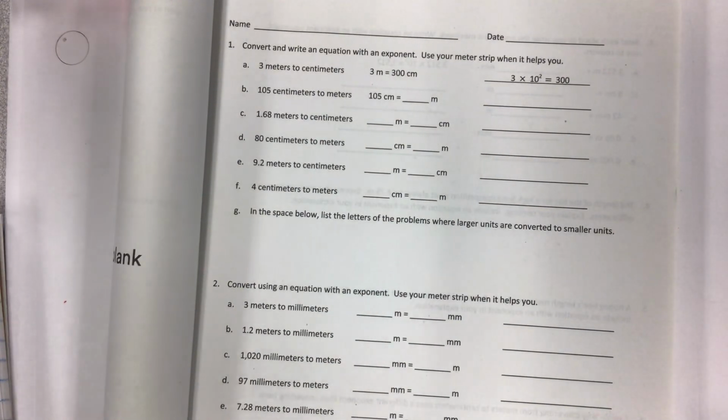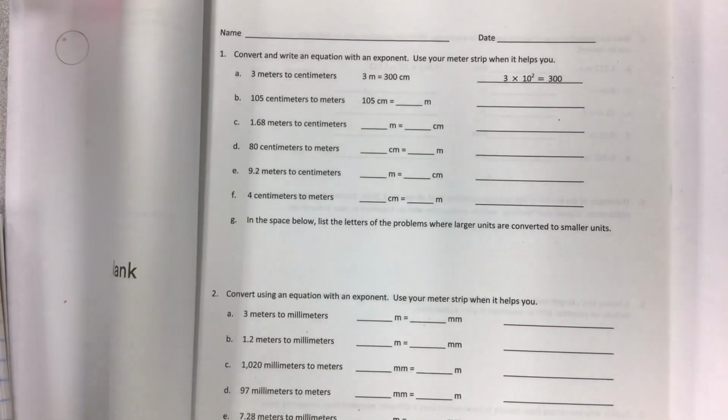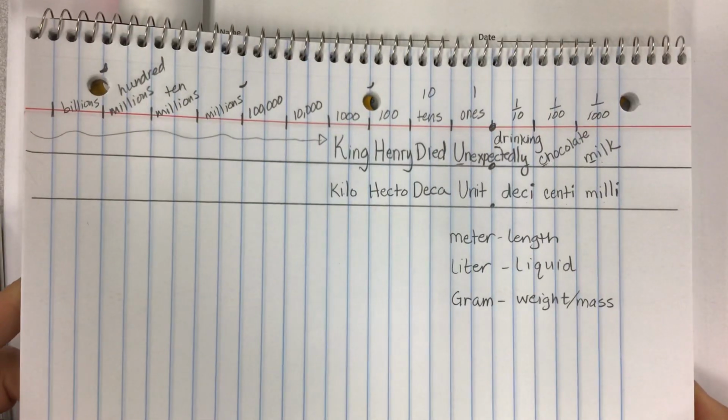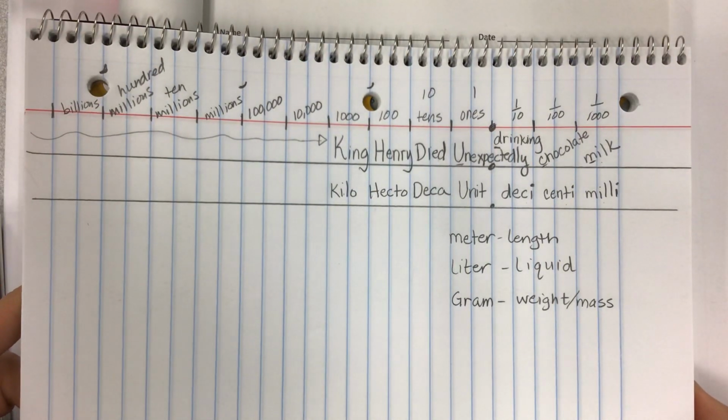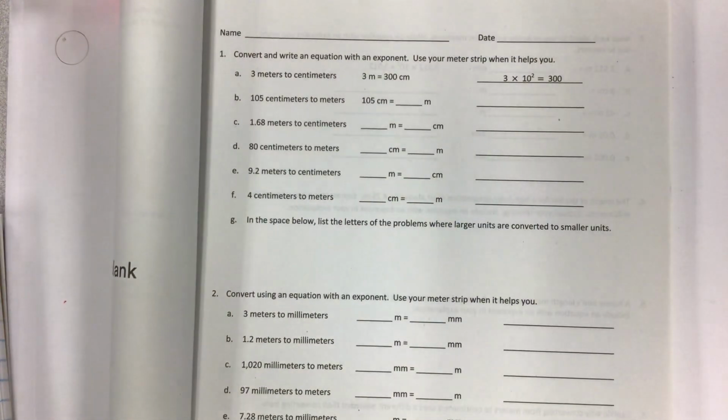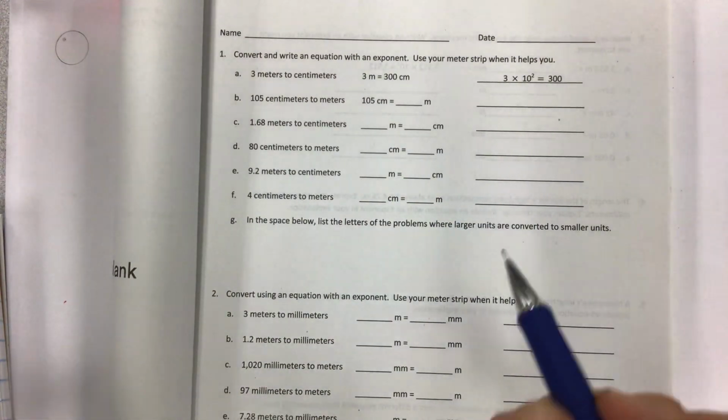Okay, hi guys. We're going to get started with lesson 4, and so I would like you to have handy your notes from the King Henry story. Have that right in front of you so you can see the place value chart, okay? Because we're going to be talking about it constantly.